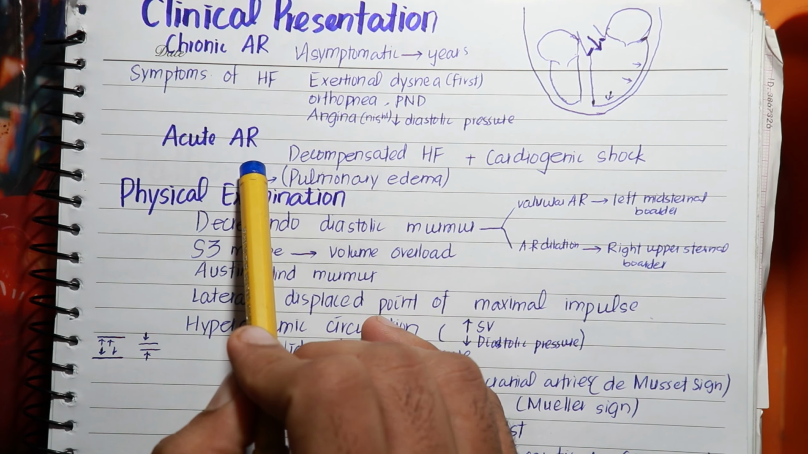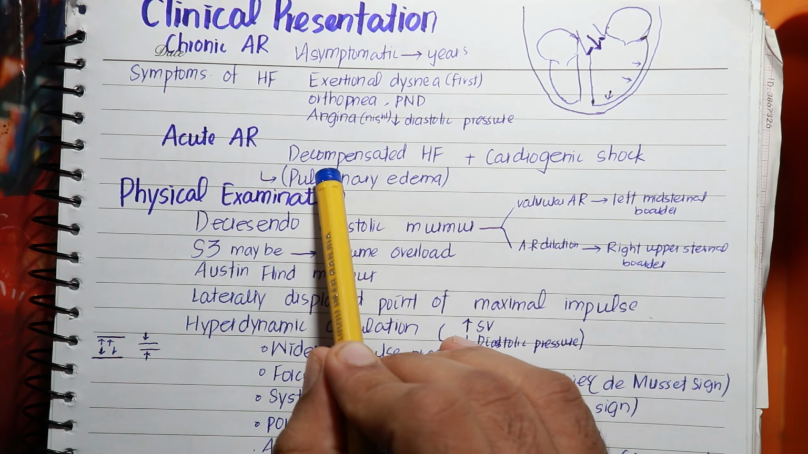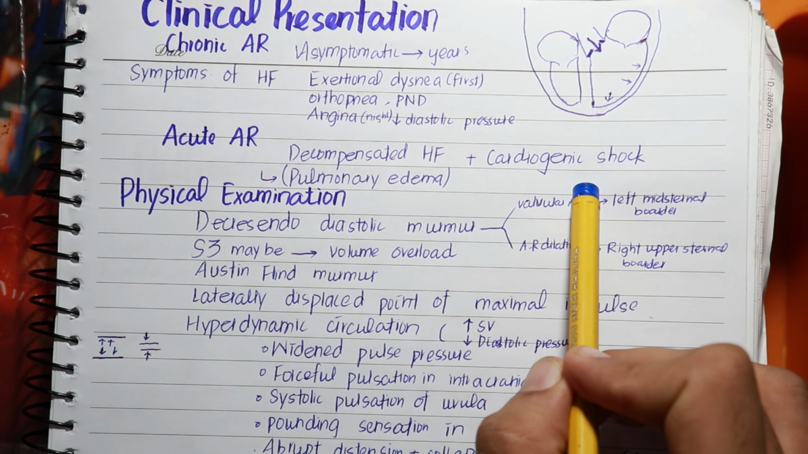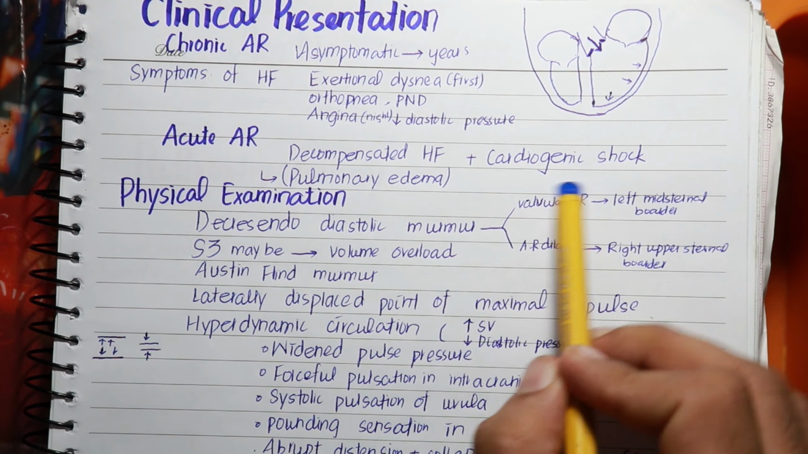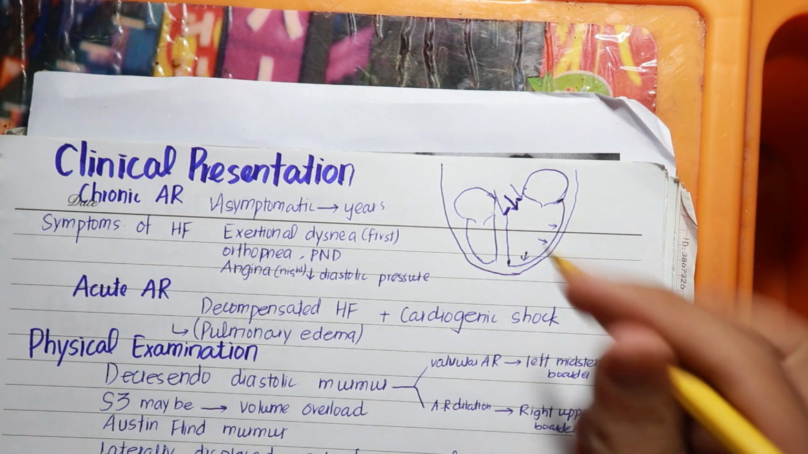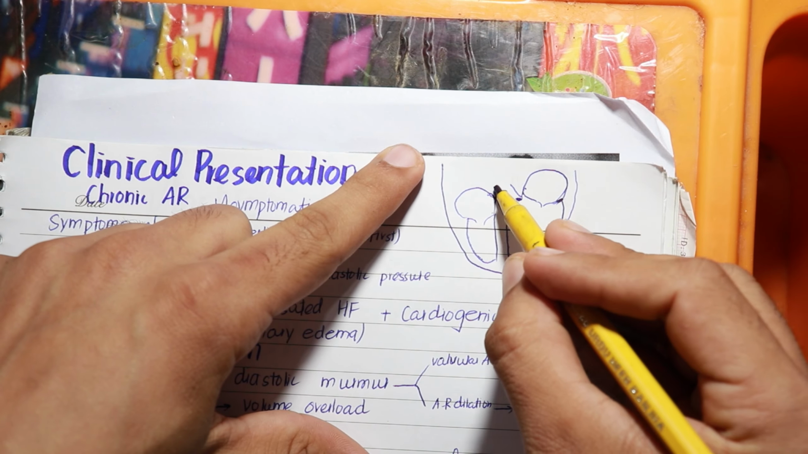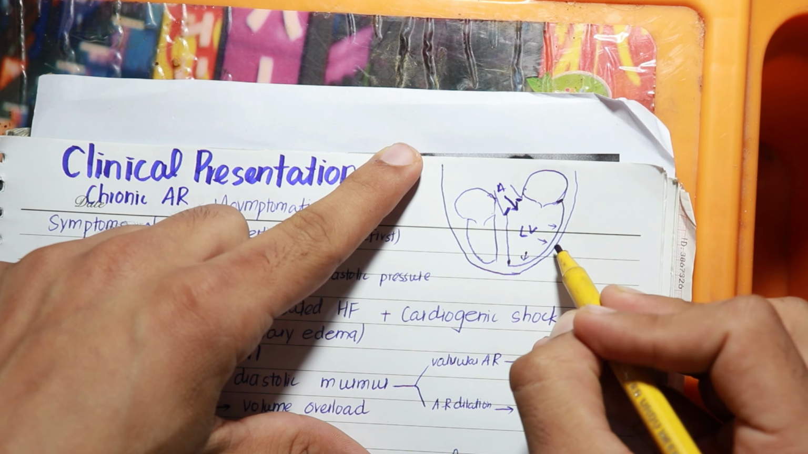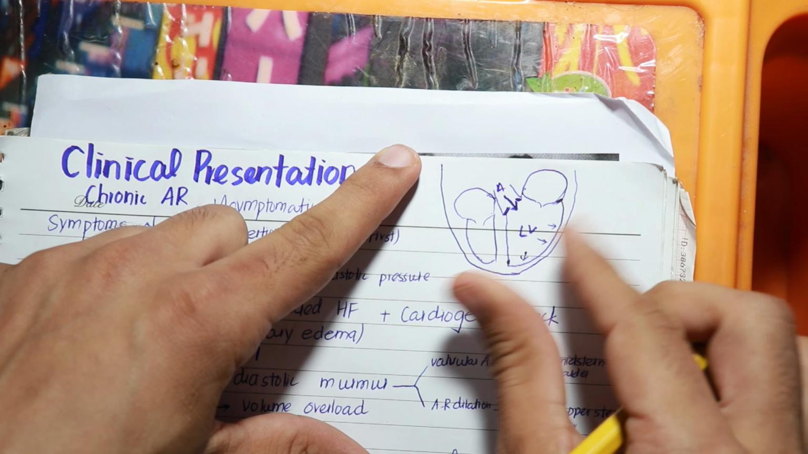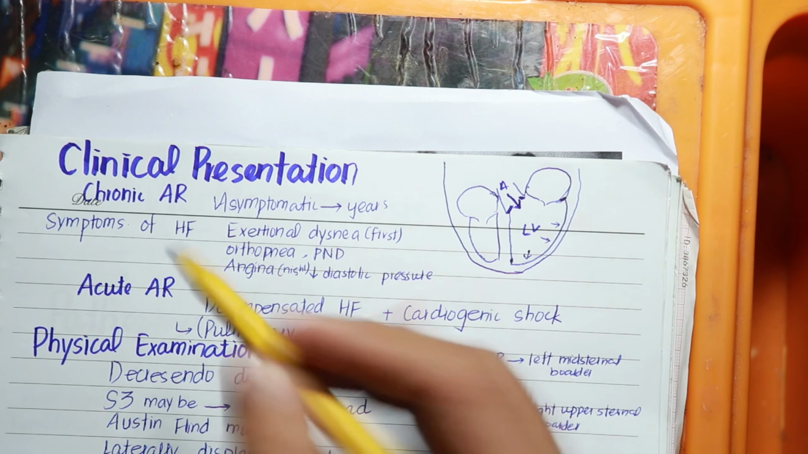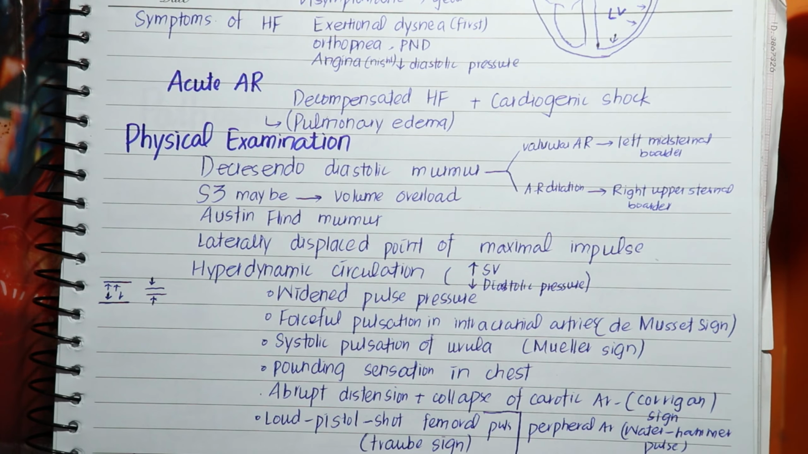And in case of acute regurgitation, there is decompensated heart failure plus cardiogenic shock. In cardiogenic shock, there is tachypnea, blood pressure would be decreased, and there could also be pulmonary edema. Simply, in this heart failure, normal blood is coming from the aorta into the left ventricle. Here there is accumulation of blood, ultimately leading to heart failure. The left ventricle cannot pump the blood, and when it does not pump the blood into the body, all these symptoms will appear. Simply.